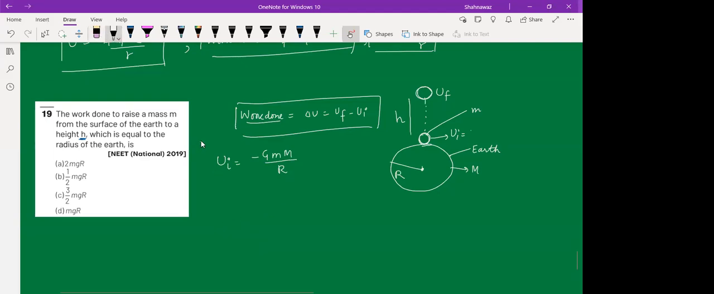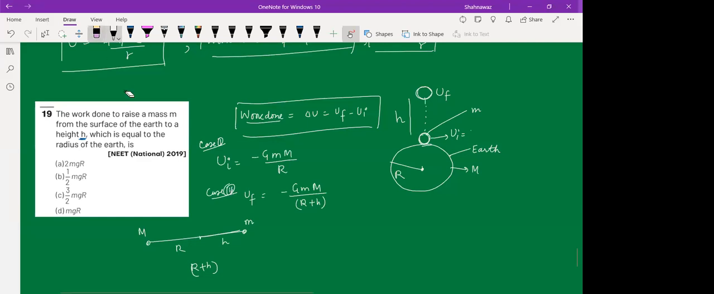And then what is the second case? In the second condition, what is the separation between them? From here to here, that is R, and from here to here, that is h. So the separation between them is R plus h. This mass is M, and this small mass is m. So in the second case, what is the final potential energy? That is minus GMm divided by R plus h. This is the final potential energy.